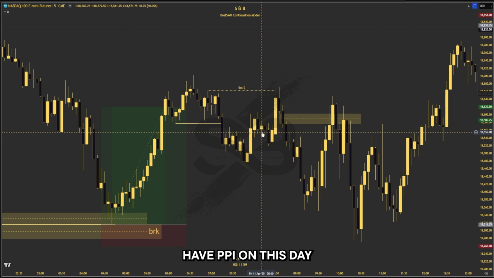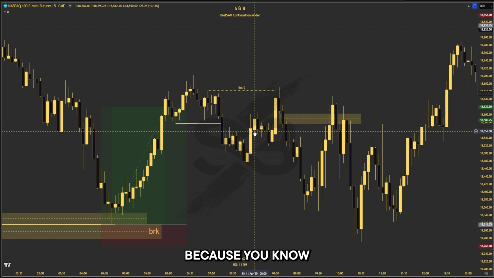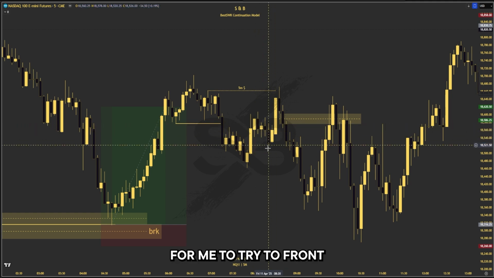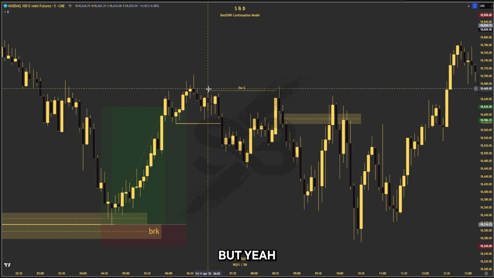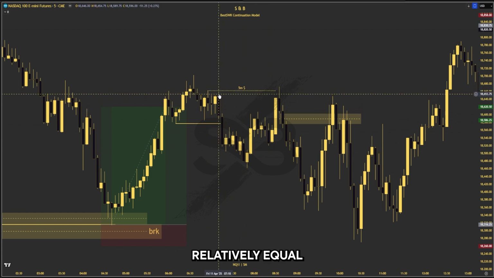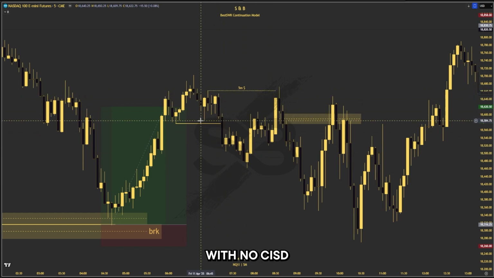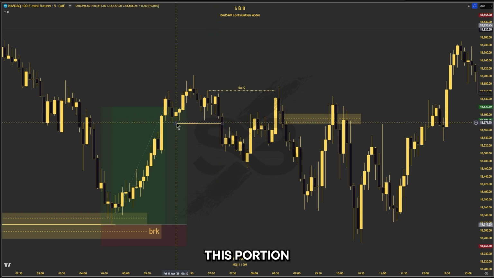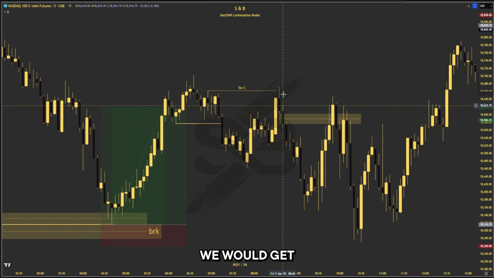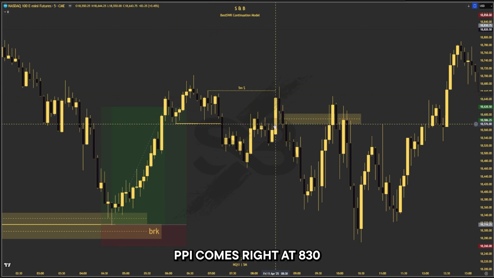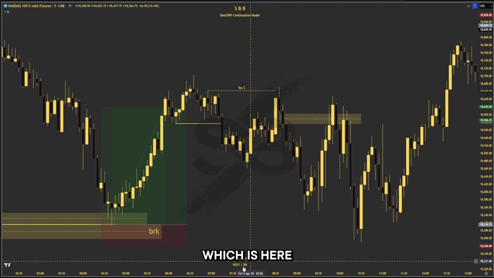We did have PPI on this day. So I also wasn't trying to front run PPI, to be honest, because it just doesn't make sense for me to try to front run news. But yeah, I have this high here, relatively equal to that one, with no change in state of delivery on this portion, but rather this portion. So I was hoping that we would get some sort of discount. PPI comes right at 8:30, which is here.